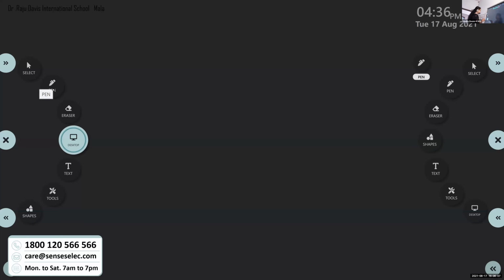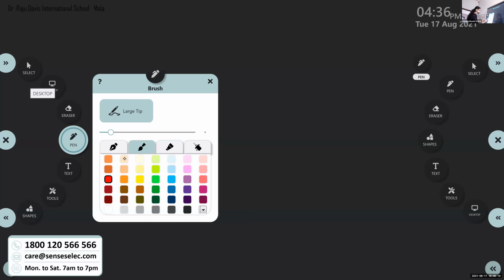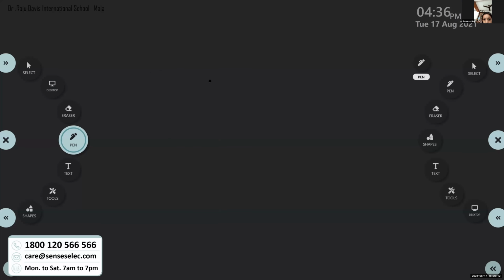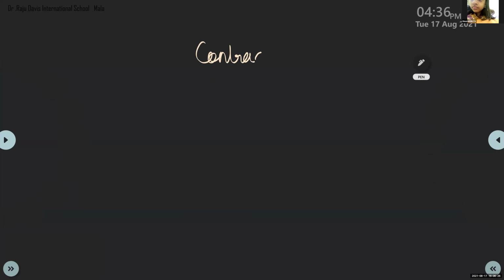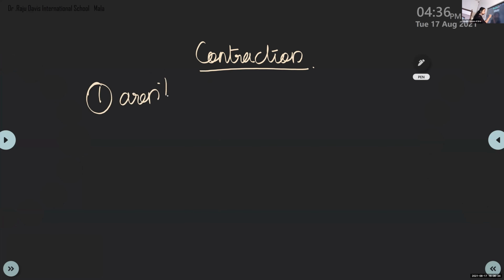So the first contraction is aren't. Aren't is a contraction of are not. There are 2 types of contractions actually.